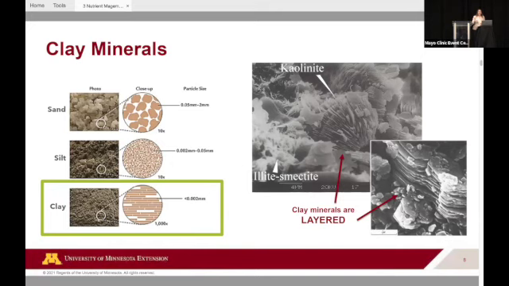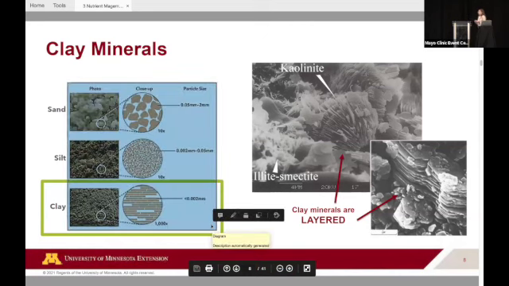These are pictures of clay minerals under the electron microscope: illite, smectite, and kaolinite. Those are types of minerals. I'm going to go into a little bit of detail about them because we're going to be looking at K recommendations based upon these minerals.